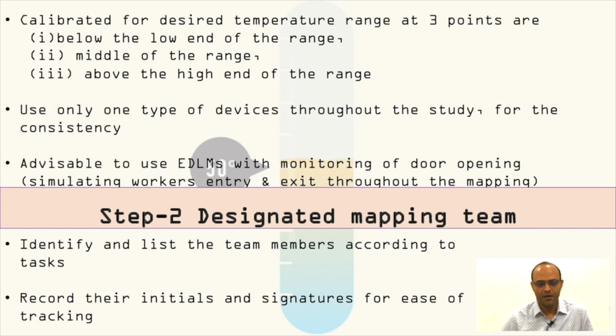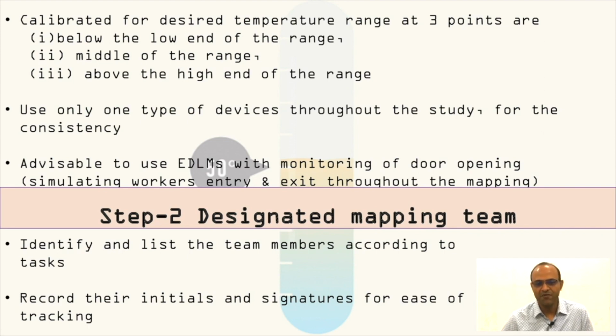They are calibrated for the desired temperature at 3 points: below the low end of the range, in the middle, and above the high end. For example, if you have set the range from 4 to 10, it will be calibrated below the low end, meaning below 4. Middle range means between 4 and 10, maybe 7. Above the high end of the range, for example if you are keeping 10, it will be calibrated at a temperature of 11 to 12.